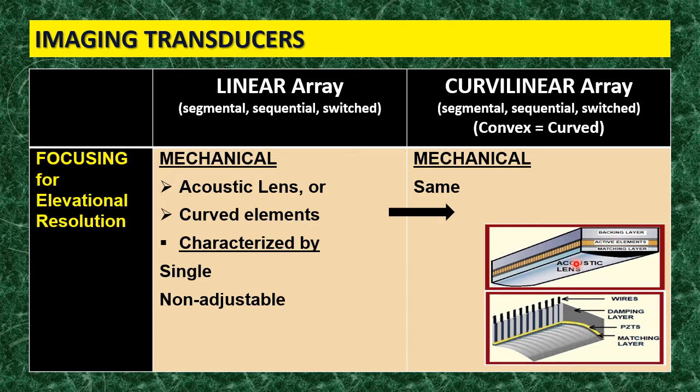So I cannot get multiple focal points for the elevation, and it's only fixed in position. I cannot make it shallower. I cannot make it deeper. I cannot make them more than one. It's only a single focus in the same position. I cannot change the position. It's non-adjustable. All right. So this is the mechanical focusing for the elevation resolution in the 1D transducer, not only the linear or the curvilinear or the phased array. Even when you come to the endovaginal probe, which is the tightly curved probe, again elevation resolution is focused mechanically.